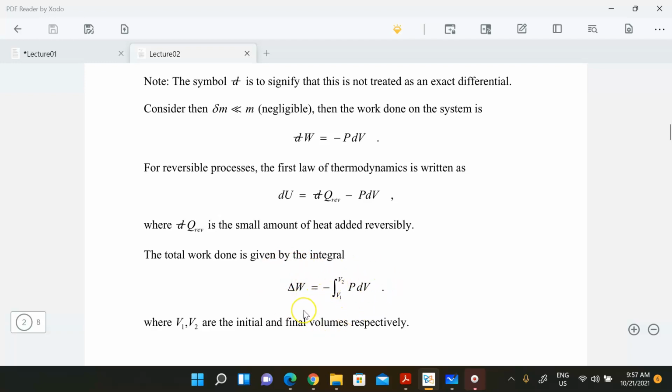But remember that this is d with the cross in the middle. So it's not an exact differential, but that doesn't mean that you cannot integrate. It just means that it's not an exact differential. That means you can do the integral, but you find that your integral will be different when you take a different path.